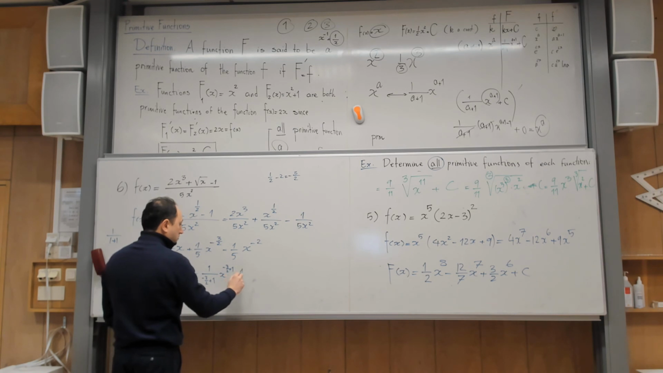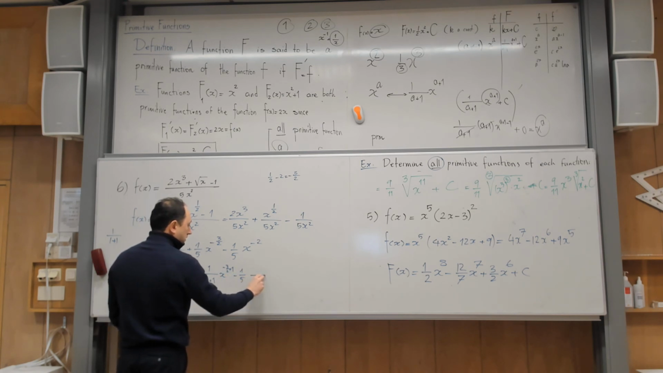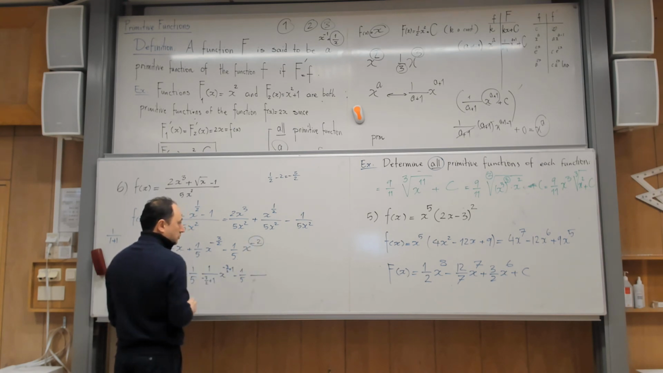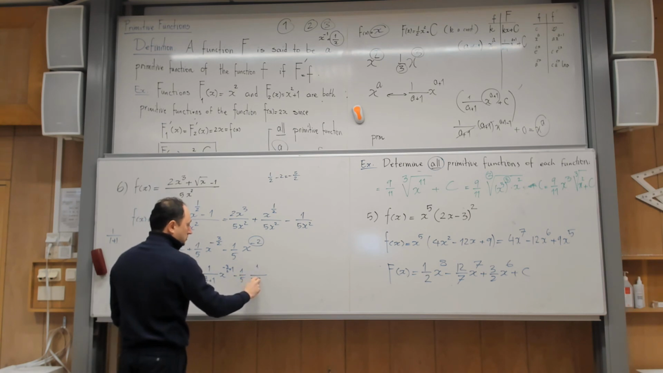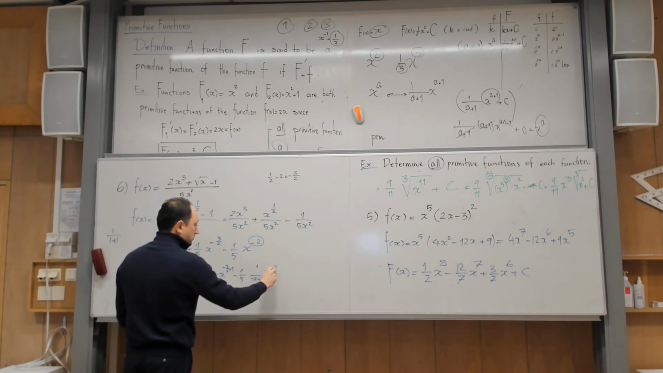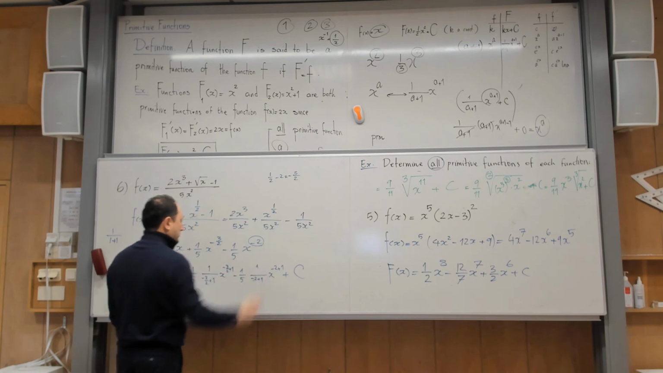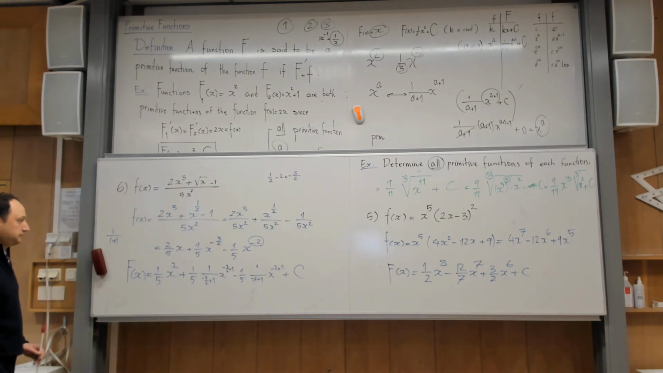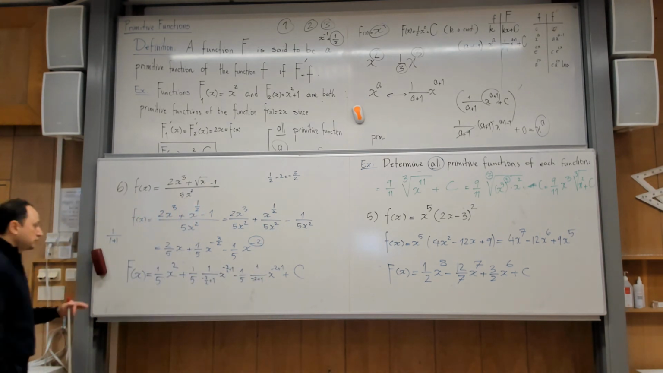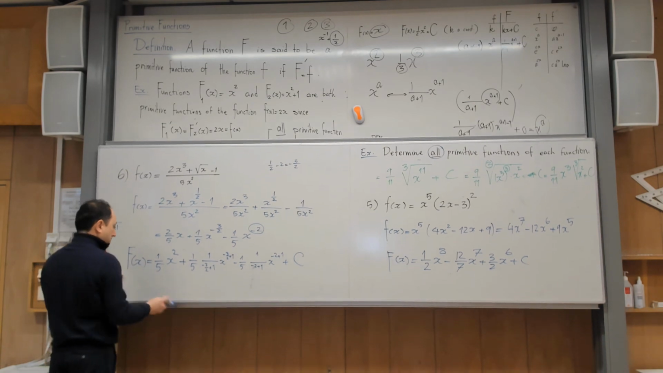Okay, and then what happens here? I have minus 1 over 5. A is this number here. So this becomes 1 minus 2 plus 1, and then x to the power of minus 2 plus 1, and then plus a constant. Yes. And then we have to simplify this as much as possible.